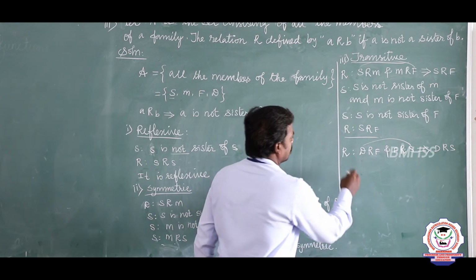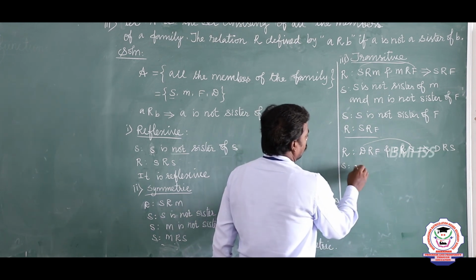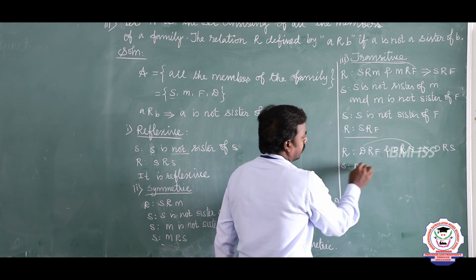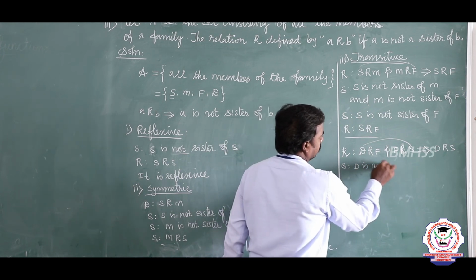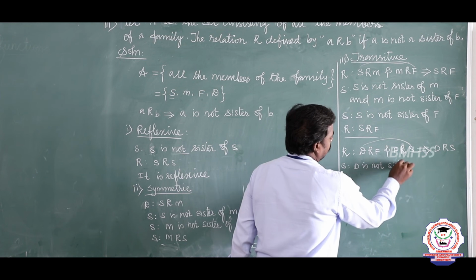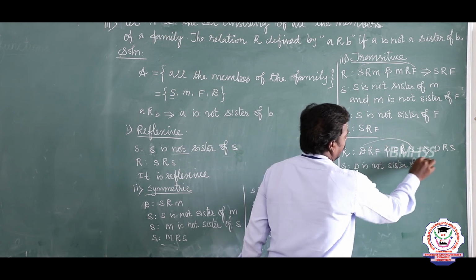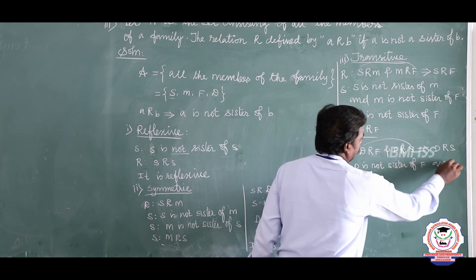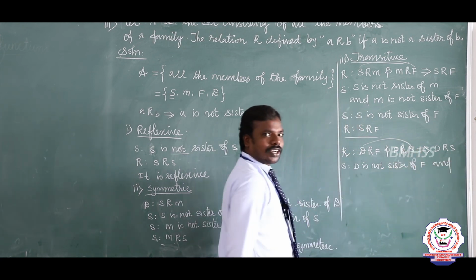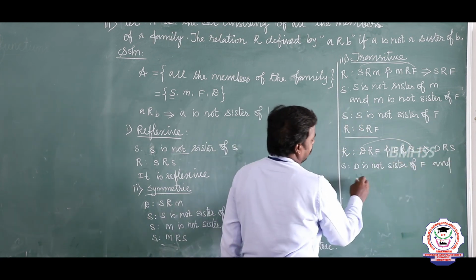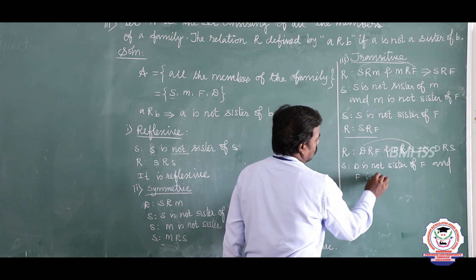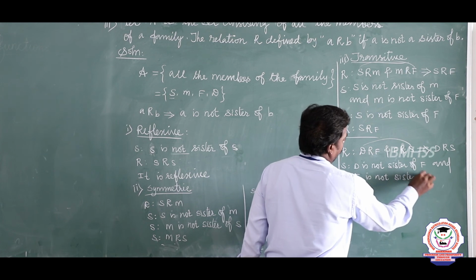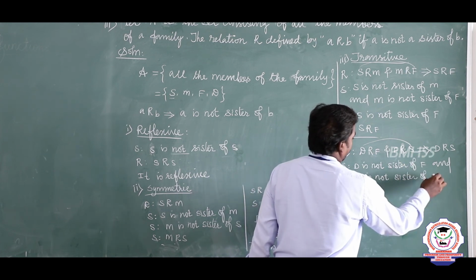From this, first two things in the statement. So daughter is not sister of father. Do you understand? So D is not sister of father. Do you understand? And father is not sister of son. F is not sister of son.